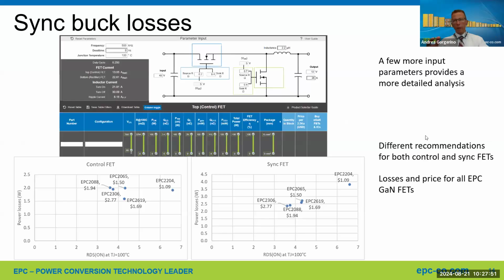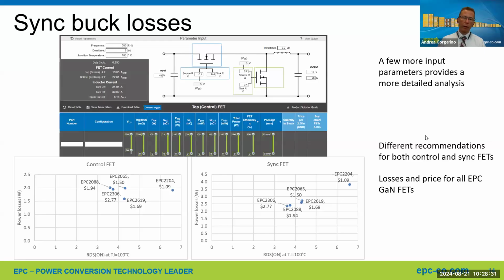So we have an initial list of devices, all right? And what we can do, we can go to the next tool, which is the SyncBuck tool. And now we can look at a little bit more detailed analysis of the behavior of the devices, right? So again, this is a differentiated tool, so you get different results for the high side and low side. We could even pick different high side and low side if we wanted. In this case, we're just going to stick to a symmetrical configuration for ease of explanation. But anyway, you put in the parameters and you get this more detailed loss analysis, and you get it for all the parts of EPC.